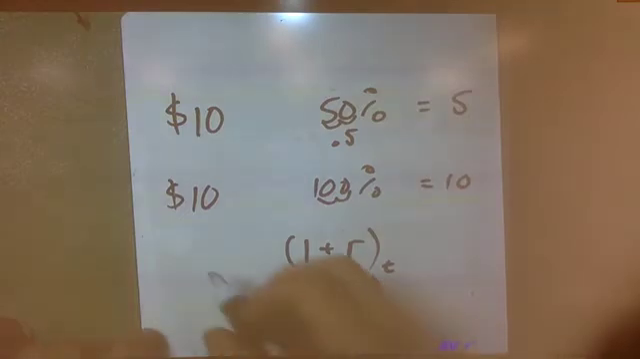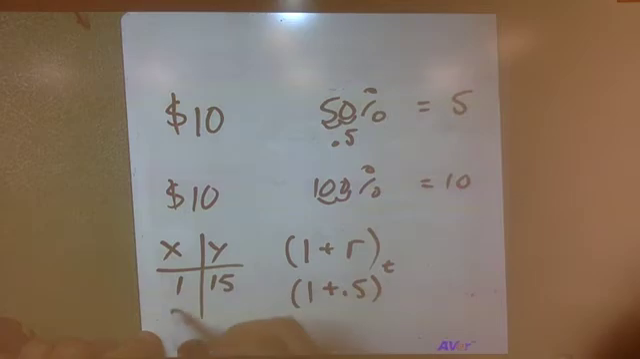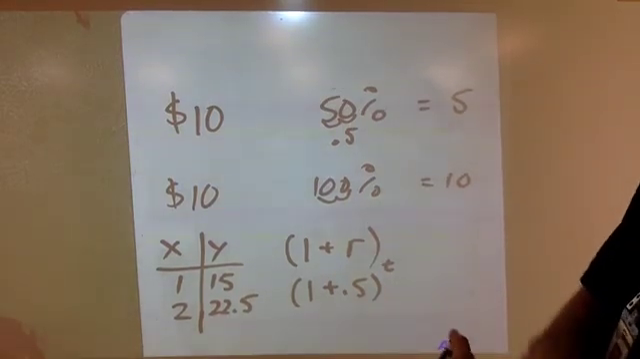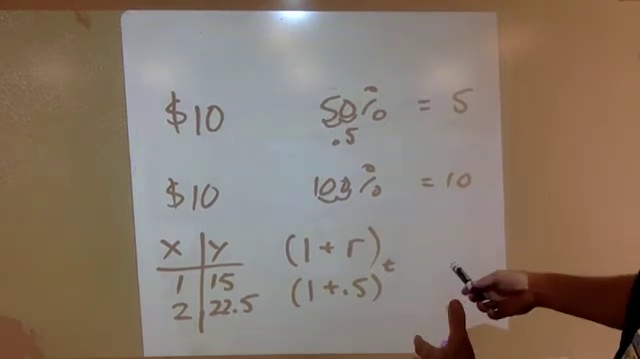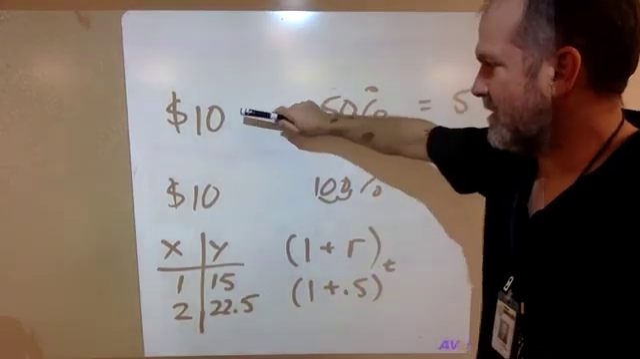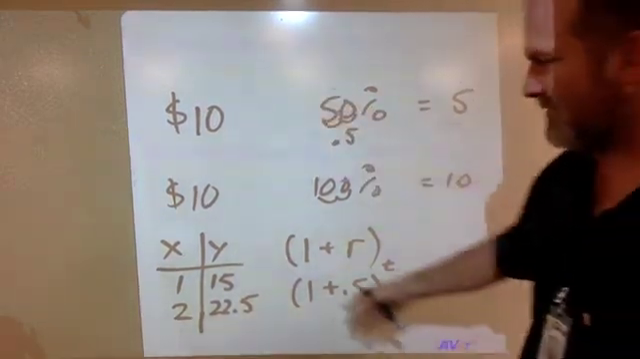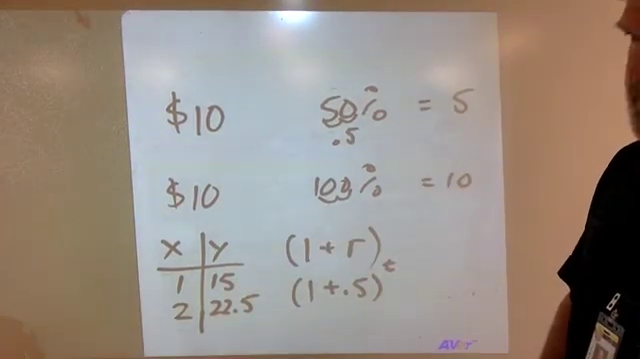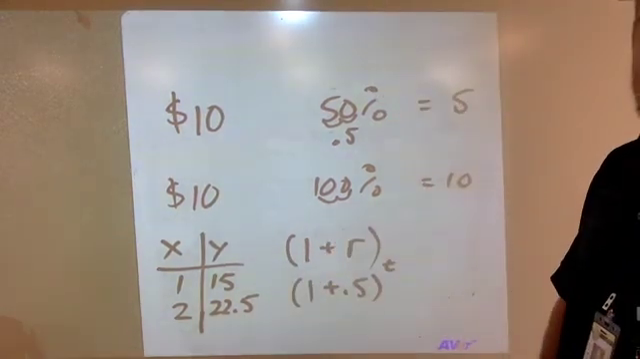After 1 year, you had $15. After 2 years, you're going to have $22.50. You're not going to have 20. You're going to be getting half of what you had at the end of the year. So after 0 years, you had $10. After 1 year, you had 15 because you added on half, 50% of 10. Now you're going to get 50% of 15. Half of 15 is 7.5. So you're going to add the 7.5 onto the 15. That's how you get to the 22.5.